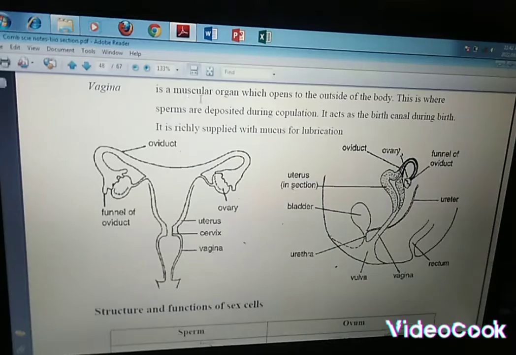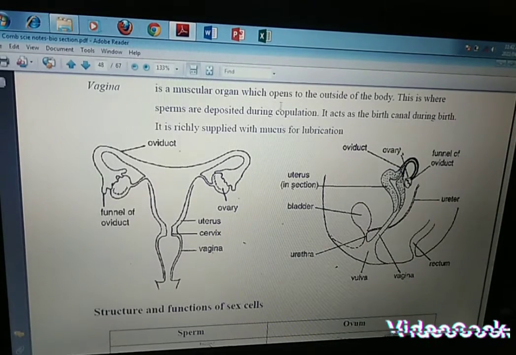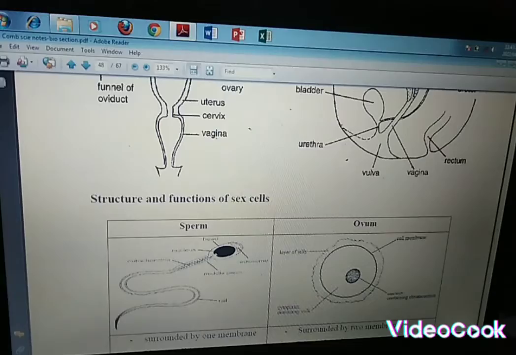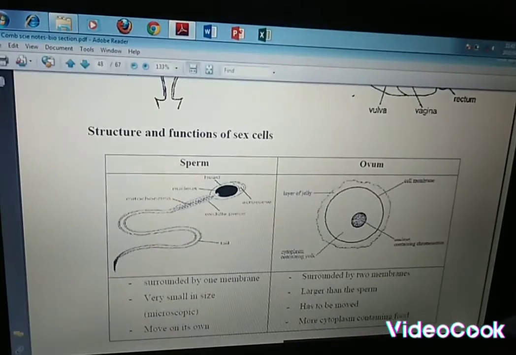So the vagina is a muscular organ which opens to the outside of the body. This is where sperms are deposited during copulation, and it acts also as a birth canal. It's the road for the baby to come out, and it is richly supplied with mucus, and it is always lubricated because of the cervix, right?